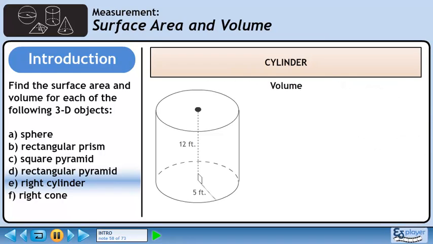Now we'll learn how to calculate the volume of the cylinder. The formula is V equals pi r squared h. The radius of the cylinder is 5 feet, so plug in 5 for r. The height is 12 feet, so plug in 12 for h. The volume of the cylinder is 942 cubic feet.